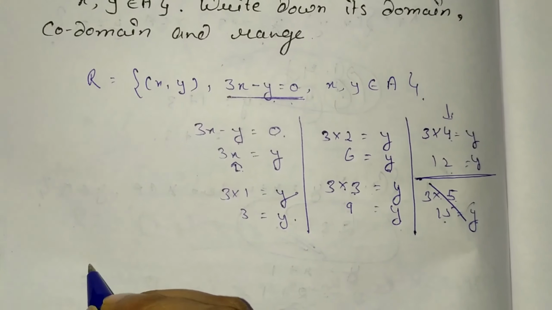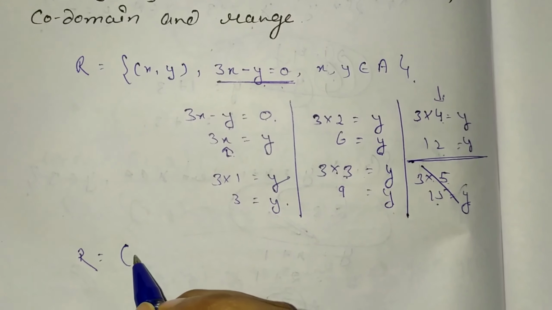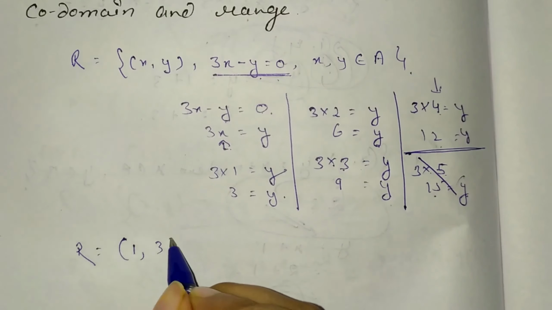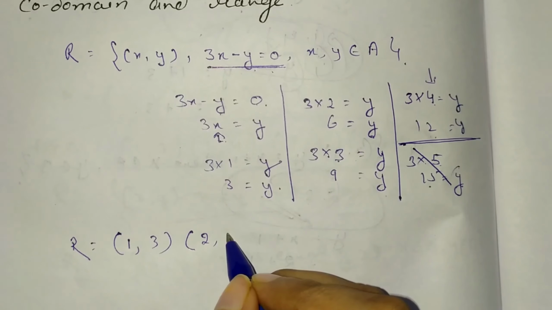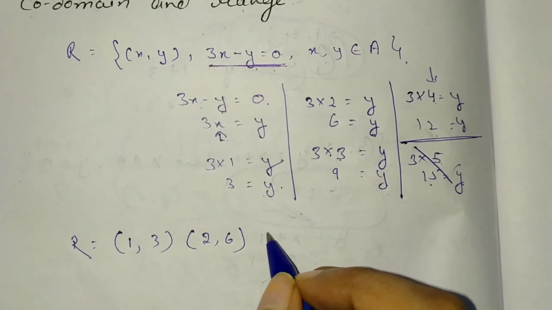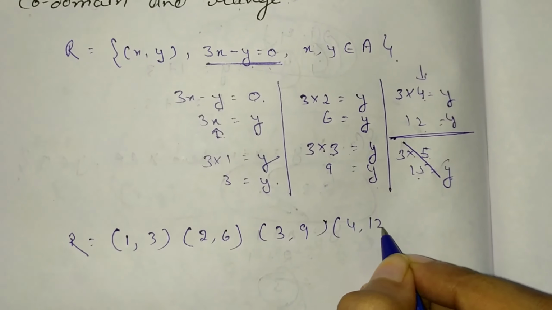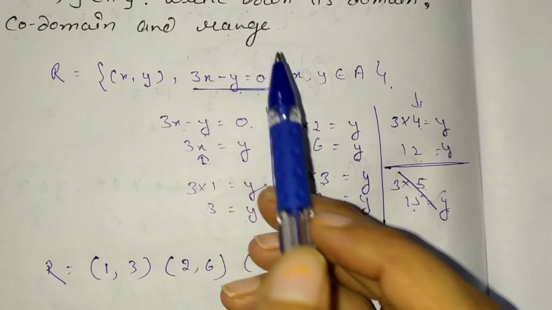Now let's write this relation: when we have x equal to 1, the value of y is equal to 3, and when we have x equal to 2, we have the value of y equal to 6. Similarly, 3, 9 and 4, 12. Now write down its domain, codomain and range.